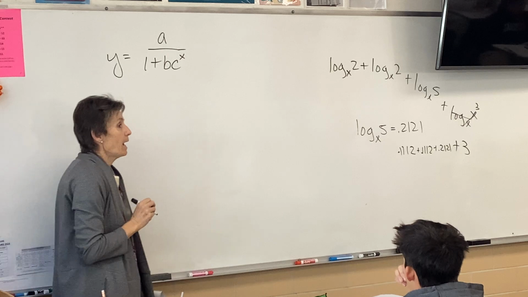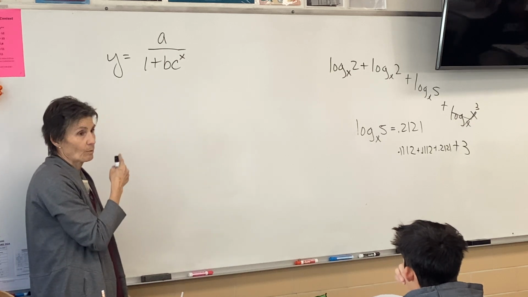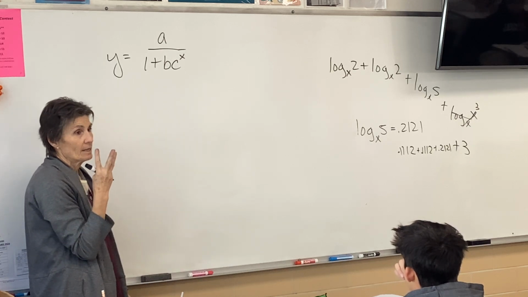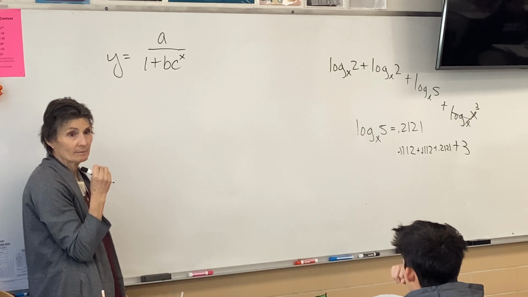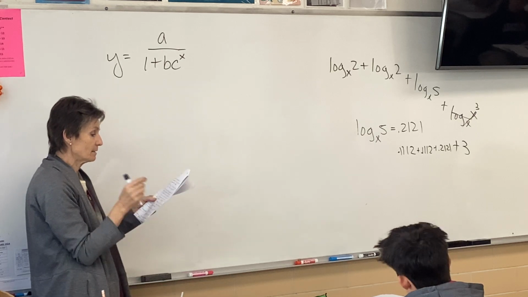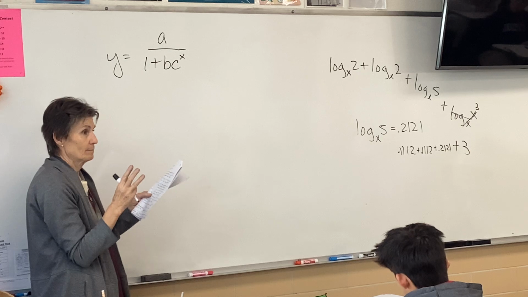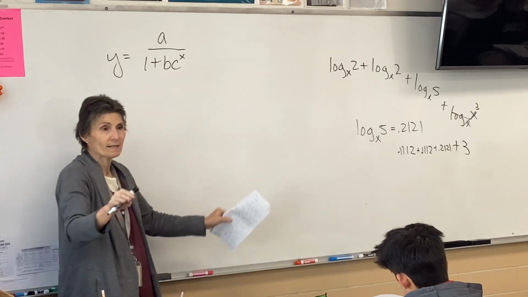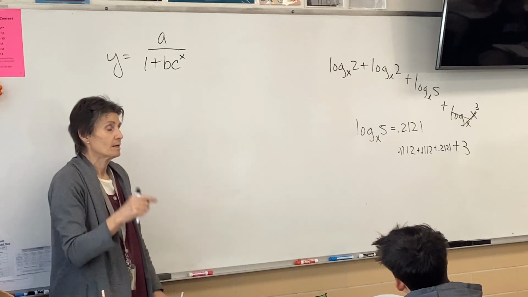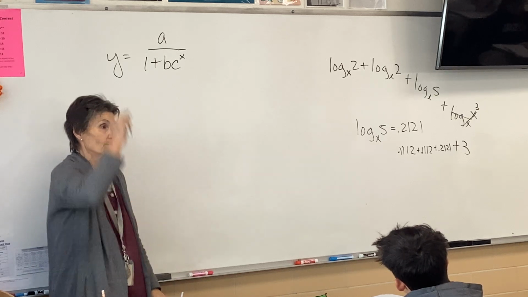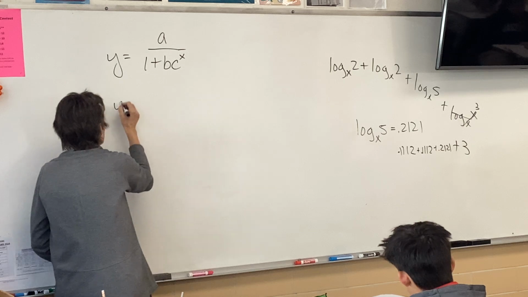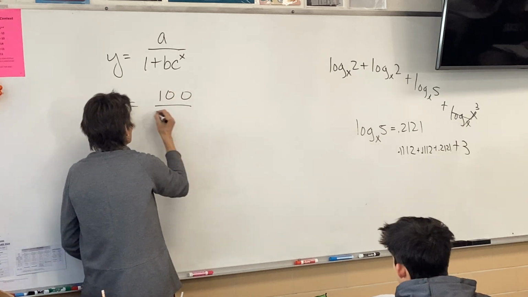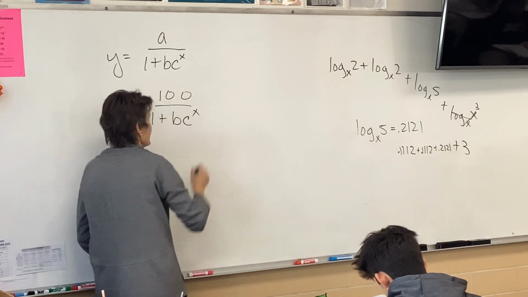Now, how many variables do I have to find? To write my answer, I need to find 3: A, B, and C, right? How many pieces of given am I given? 3. So the limit to growth is 100. Stop right there. That's the easy one. Where does the limit to growth go? A. So already I know I have 100 over 1 plus BC to the x.